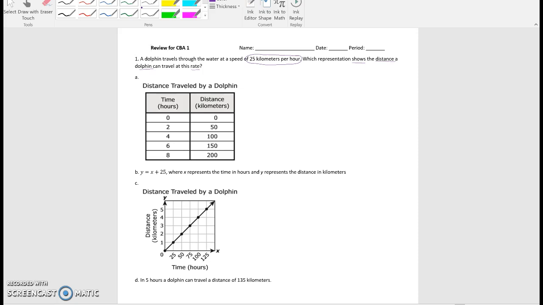So this is a constant rate of change. So I would go ahead and start out by you creating your own table so that you can see which situation matches. Because down here we have 5 hours and 135 kilometers. So you want to see if it's going to match. So you can go ahead and start per hour. 1 hour, 25 kilometers. 2 hours, 50. All right, keep going.